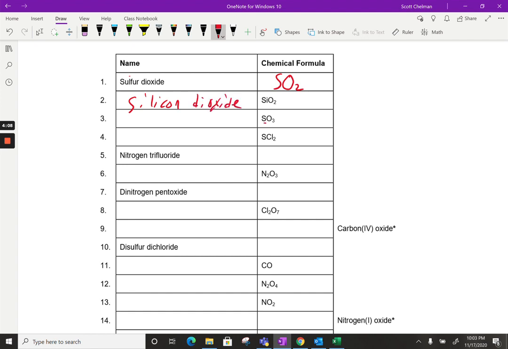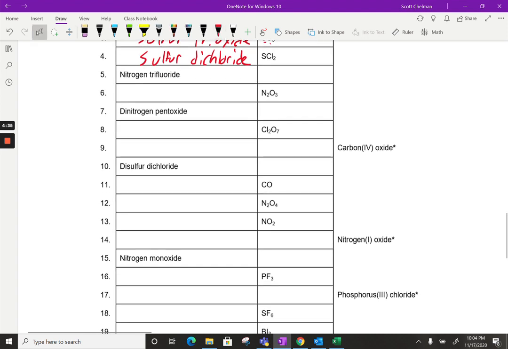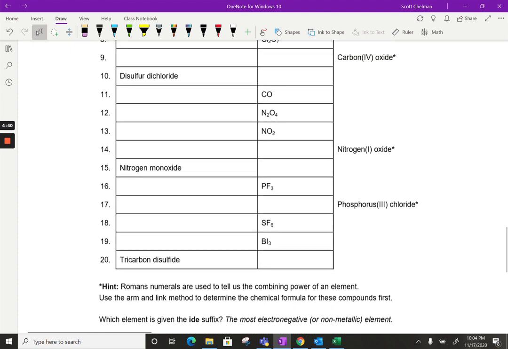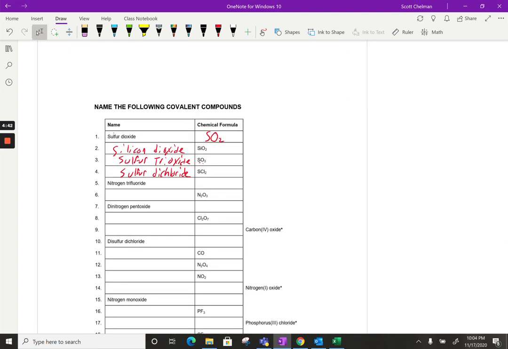All right. I have sulfur and oxygen. There's 3 oxygens. Sulfur trioxide. I have sulfur with 2 chlorine, so then that's sulfur dichloride. Notice that it is the second one that always gets that IDE suffix. Now, on your paper, go ahead and finish this out and make sure that you have all this filled in, and that you know how to do that clearly.